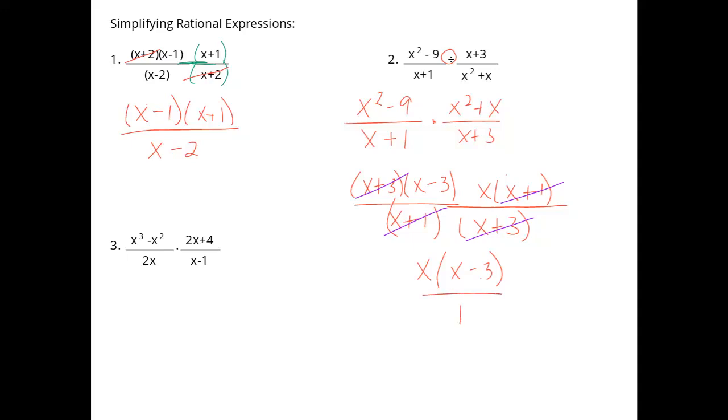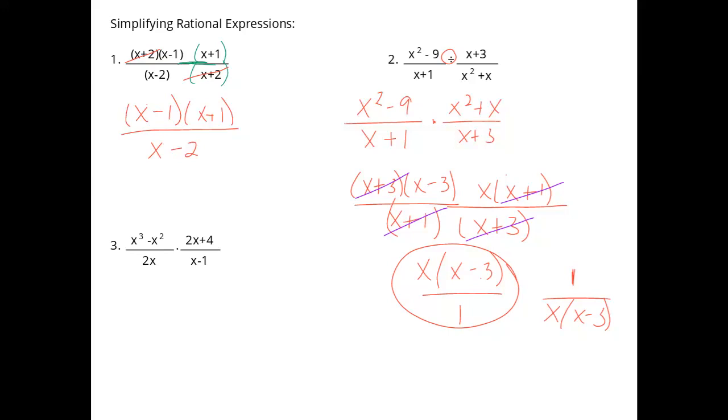Technically, you can write this over 1. You don't need to. More importantly, if this would have been reversed, if the answer would have been x times x minus 3 in the denominator, I have to put a 1 up here. Okay? You don't have to do it in the case of our answer to this one. All right. And example 3 is yours.